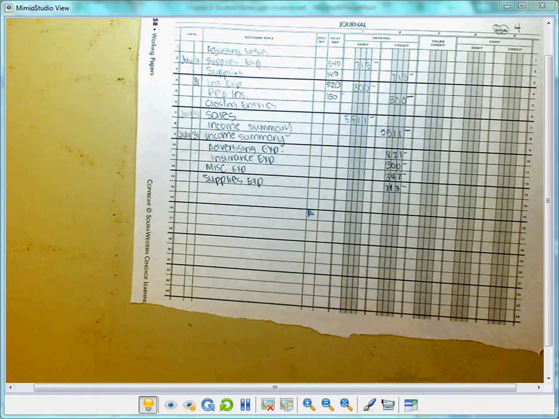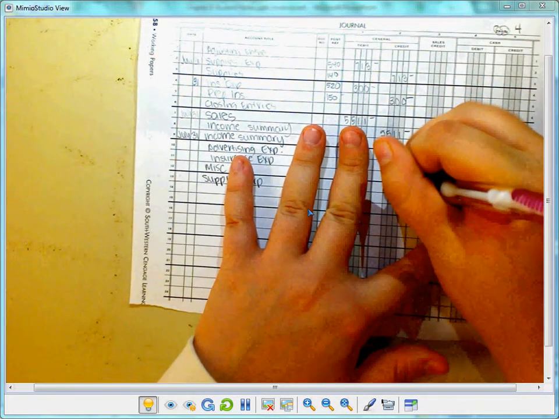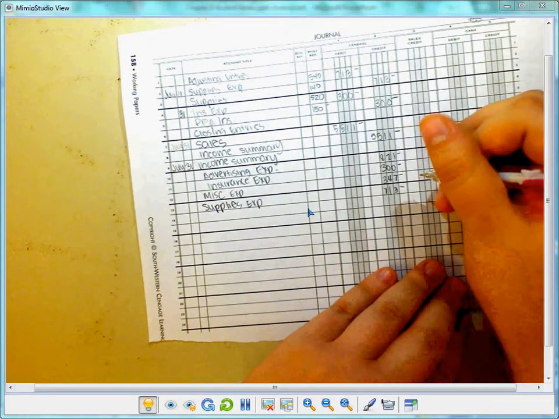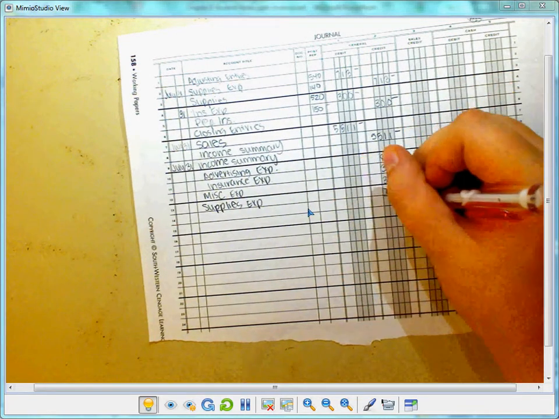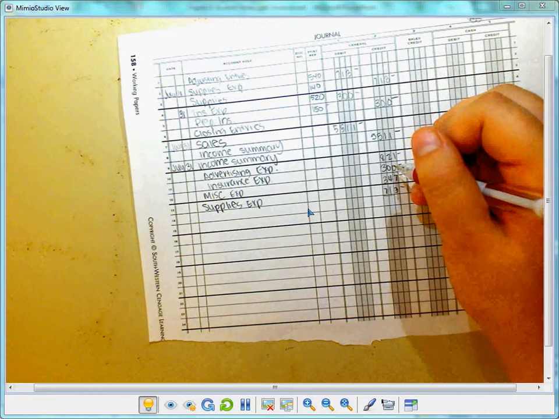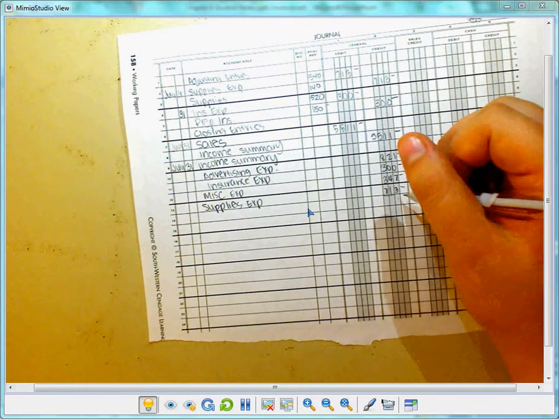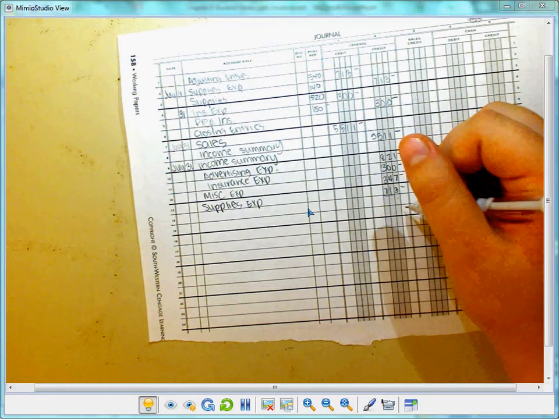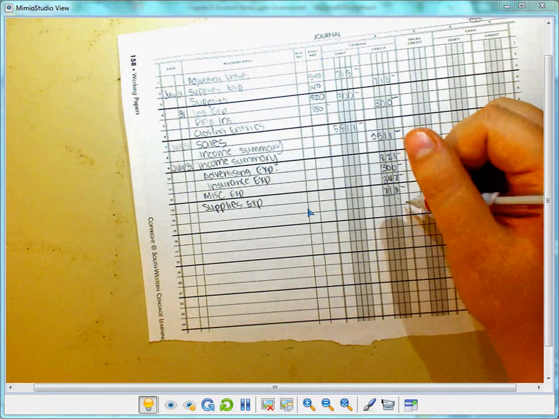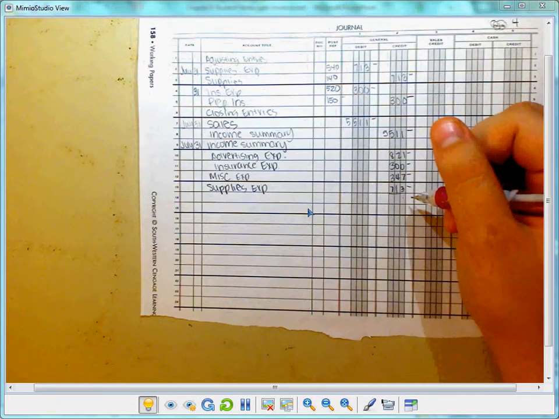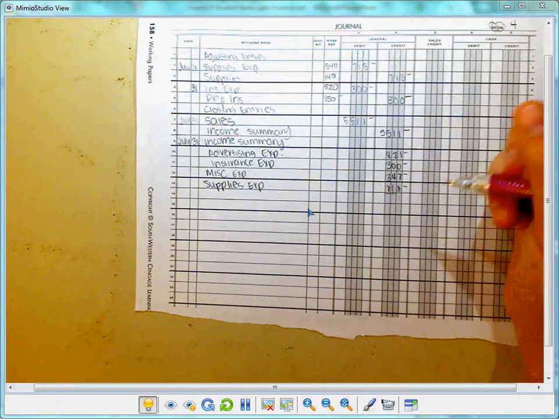Now we need to add those 4 numbers together so we know what we're going to put in our income summary. Okay, so our income summary debit, so we already wrote that there on line 9, is $2,181.